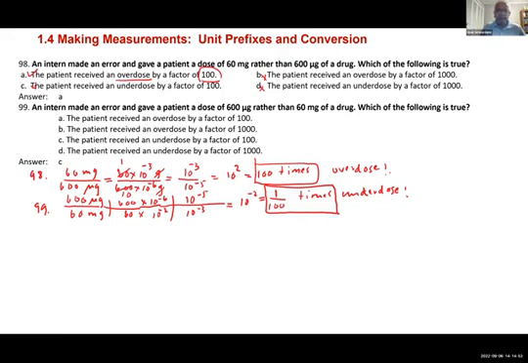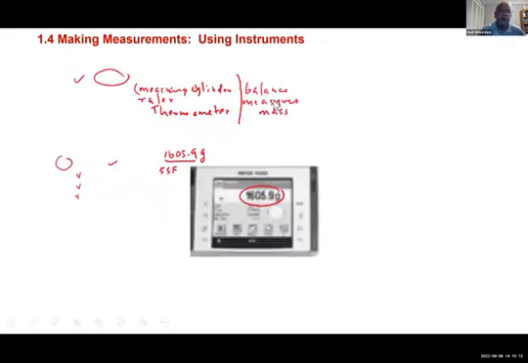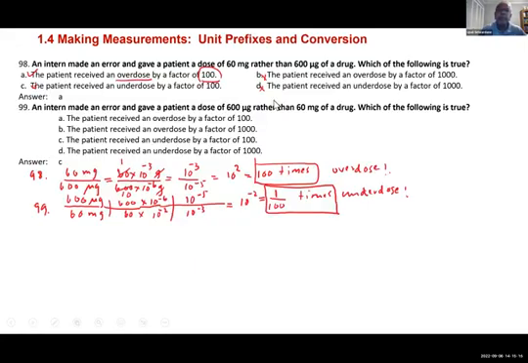Is it 1,000 times overdose or 10 times overdose? 100 times or 1,000 times overdose? These are the only two options you have to select between. How do you select between these two?